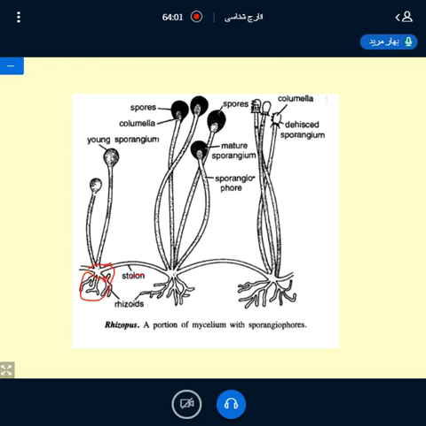Rhizoid, stolon, young sporangium, mature sporangium, and spores.